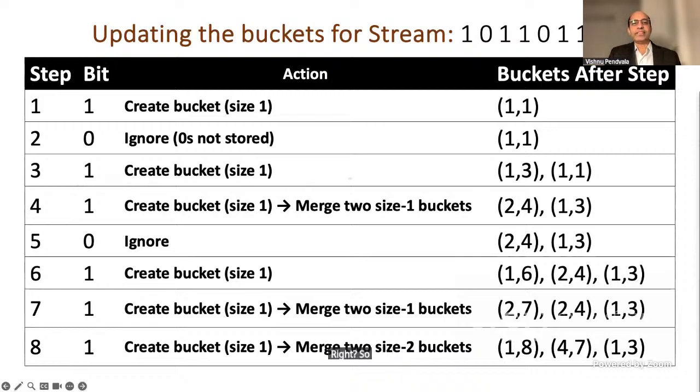Now the third bit is a 1, right? So now there is a second bucket with the same number of ones, the same size. The first bucket was containing a single 1, and the time step was 1. And now a second bucket was started with a count of 1 and the timestamp as 3. Now in the fourth time step, again we get a 1. Because we cannot have more than 2 buckets of the same size, we merge the oldest 2 buckets.